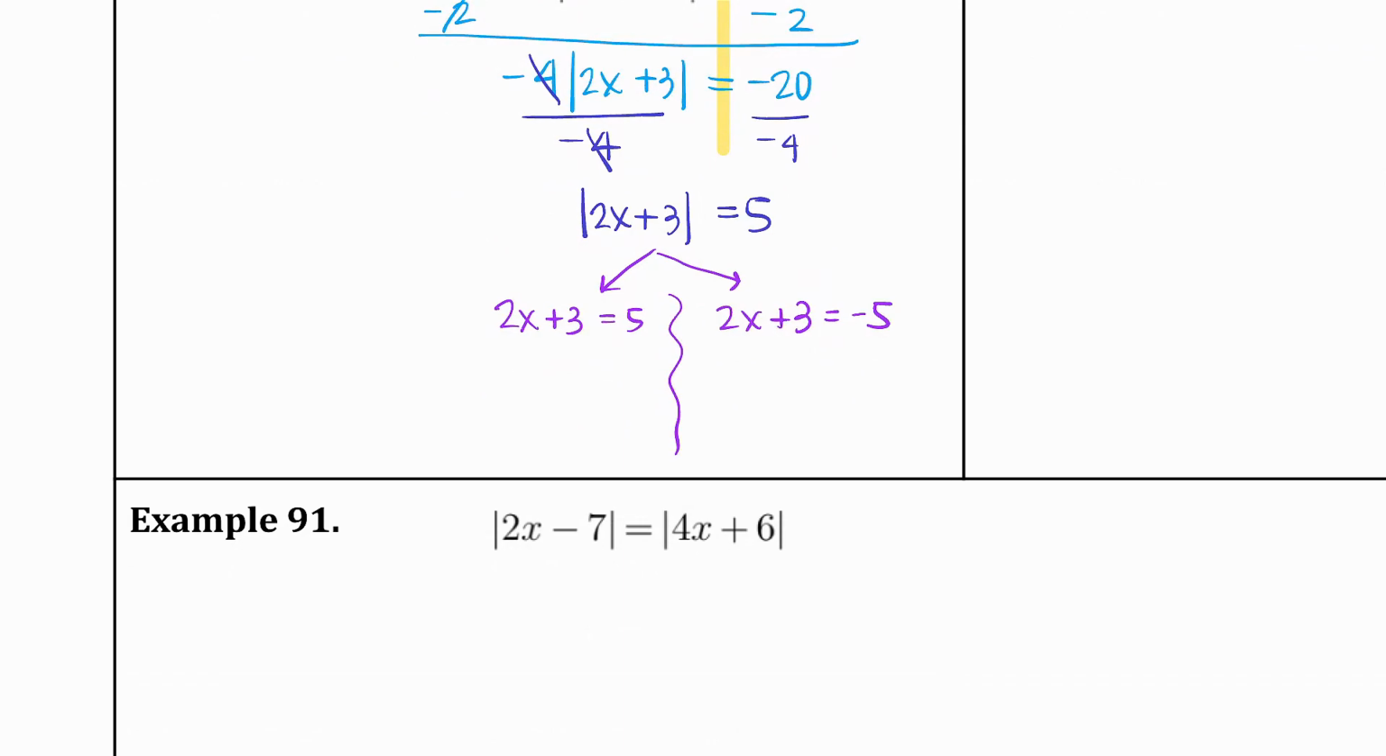Okay, I'm running out of room here, so I'm going to say the steps and not write everything down. If we subtract 3 from both sides, I'm going to end up with 2x equals 2. If I divide each side by 2, I'm going to get x equals 1 for one of my solutions. If we solve the other one, I'm going to subtract 3 from both sides, and I get 2x equals negative 8. If I divide both sides by 2, I'm going to get x equals negative 4.